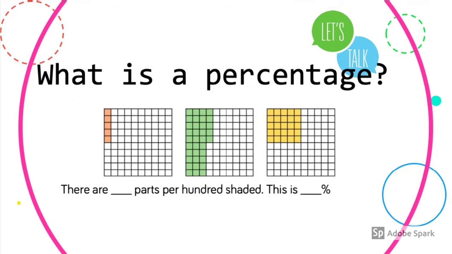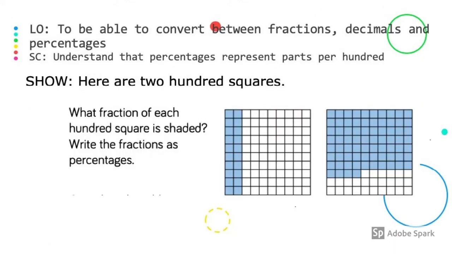Now we know that percentage means parts per hundred, we're going to have a think about it visually. On the first 100 square, there are 5 parts per hundred shaded. This is 5%. On the second 100 square, with the green squares, there are 35 parts per hundred shaded. This is 35%. And on the final 100 square, there are 25 parts per hundred shaded. This represents 25%. On the screen now are 200 squares. They've got parts that are shaded.